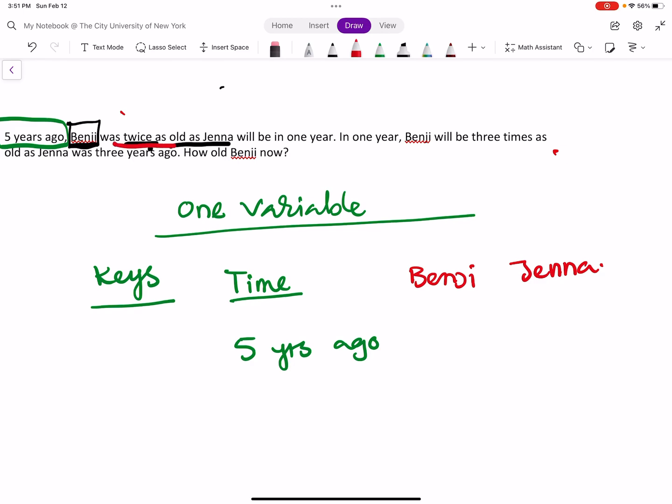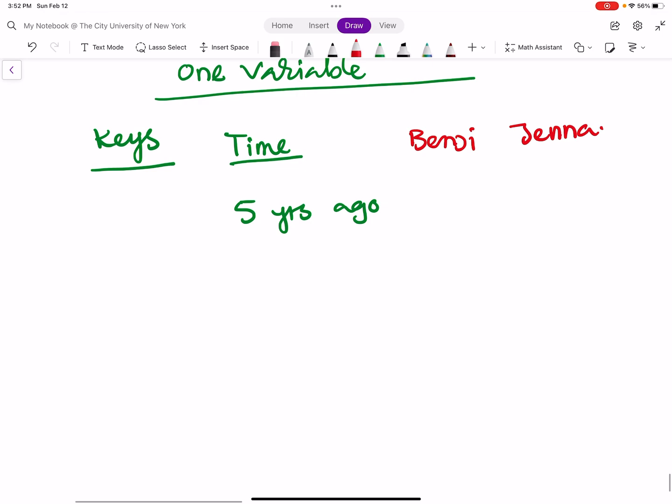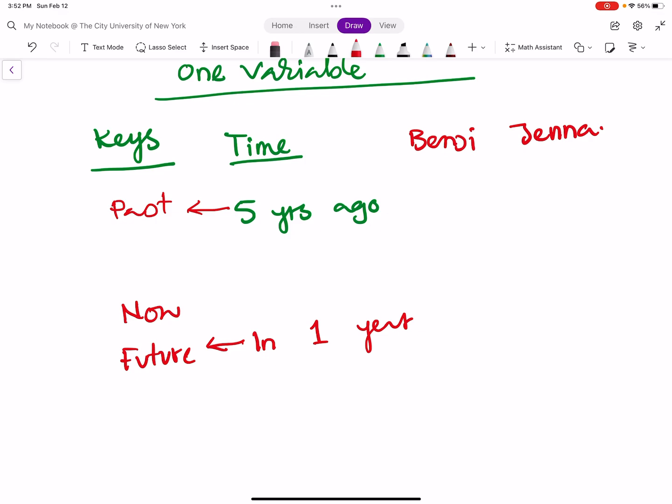So there is a relationship given from where we can form up equations that Benji was twice as old. Let's not consider at this moment two times. That's an operation of something. What is that? Jenna will be in 1 year. So there is another factor that we see, the time factor, that is in 1 year. So we see that's our future, that's our past, and if we say that's our now, it will be here.